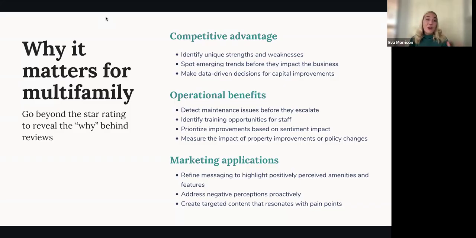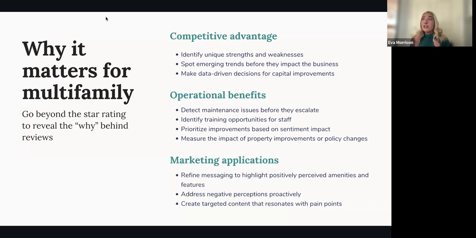We know there's maybe a long list of things that we want to improve in these communities. Now we can say, these things have the biggest positive impact on resident sentiment or the biggest negative impact. And that actually helps us quickly prioritize where we are spending our time and money on operational improvements.